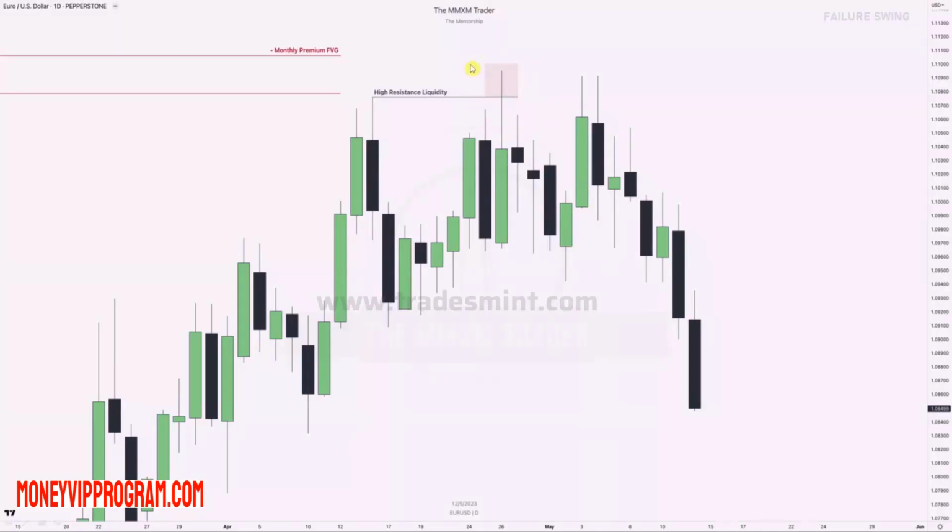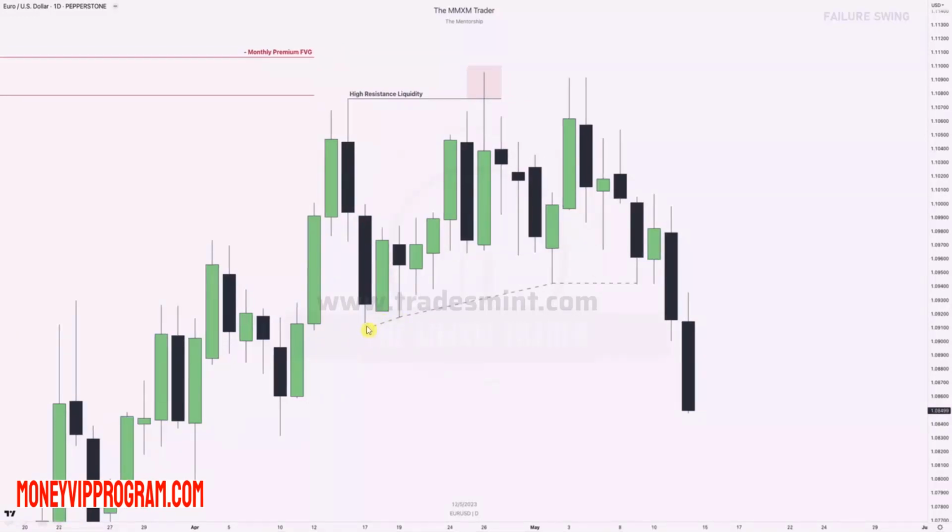So over here we've got that high resistance liquidity run, right? So it's a swing high that takes out another swing high and then immediately rejects price action. And we can see over here it fails to take out this high once again. So it starts to trade lower and lower and lower. Now we want to target that low resistance liquidity, right? So where is that forming?